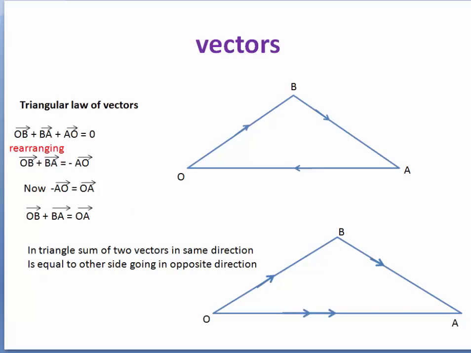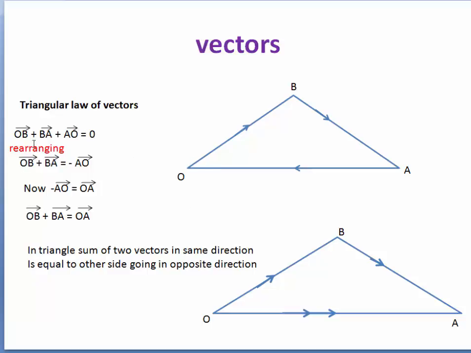The triangular law of vectors. Now let's look at this triangle that we've drawn here, which is vector OB, B to A, vector BA, and then A to O, vector AO. So the triangular law states that if we have this O to B, B to A, and A to O, which forms a triangle, the net result is 0. So we don't move from O, we return to this O. Okay, so OB plus BA plus AO, the sum of those vectors equals 0 because we haven't moved.